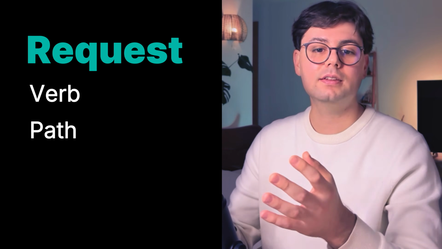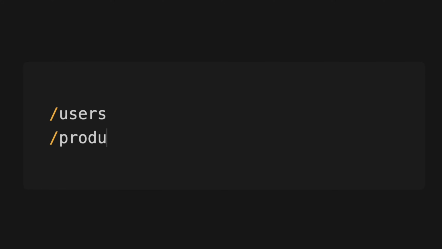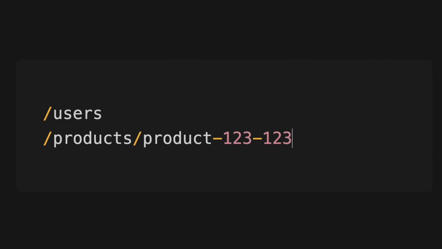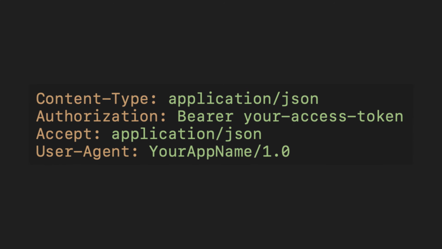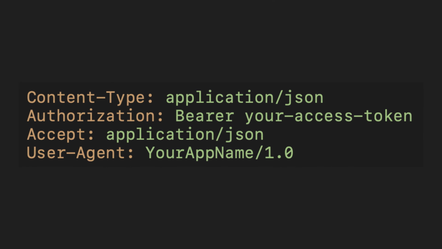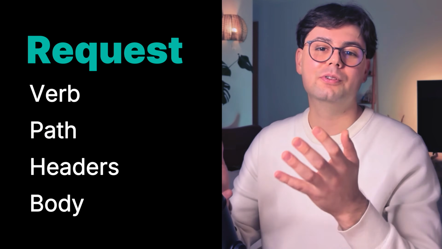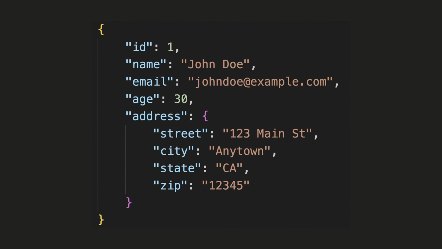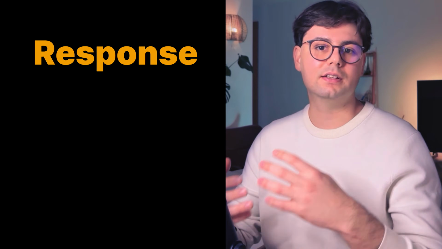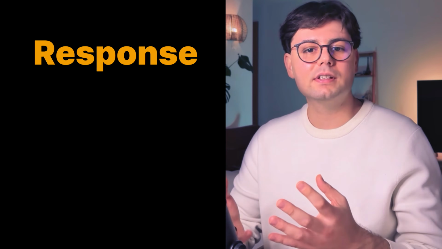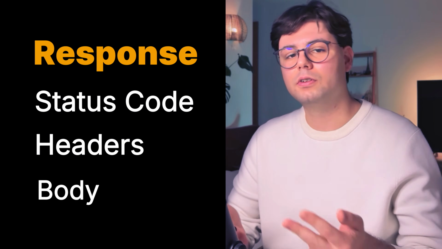And then you have a path, and this is the resource that is accessed, for example, /users or /products/ID or something like that. And then you also have a list of headers, which are extra information that you can pass for authentication, for example. And when you want to update the data on the backend, you also pass in a body, which is just the data that you want to write on the server. Once the server receives your request, it's going to process it and then send you a response. The response is made out of a status code, an optional list of headers, and an optional body.